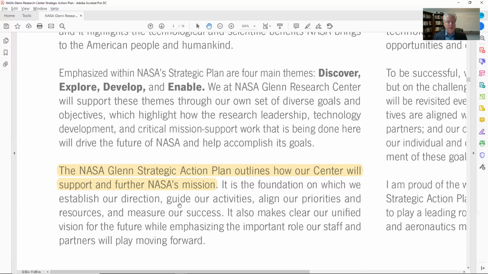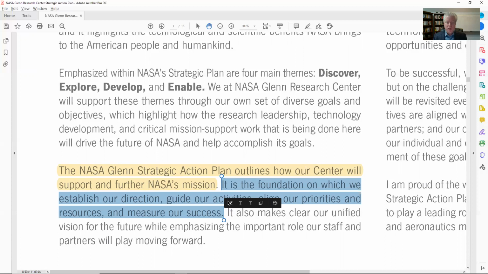It's the foundation on which we establish our direction, guide our activities, and align our priorities. This too is really important to me, right? They're saying in here that it's really important that they align themselves with NASA because it guides everything they do. Well, it's the same thing for us contractors: we want to align ourselves to Glenn because it's important to guide our activities, as Glenn is using NASA as a guide.